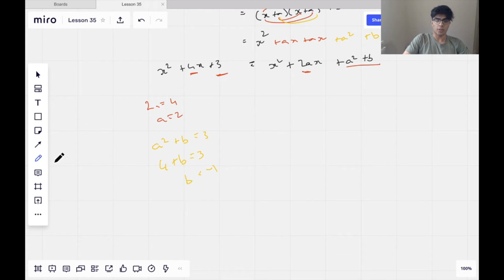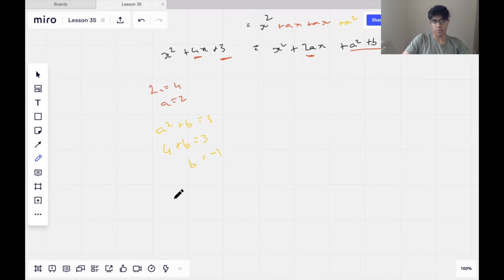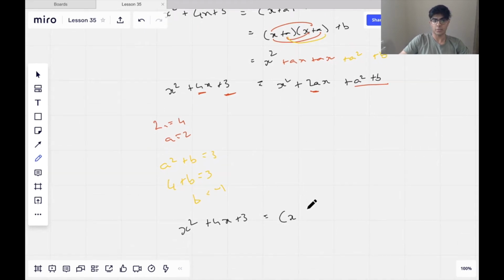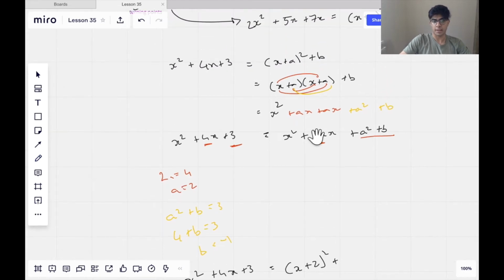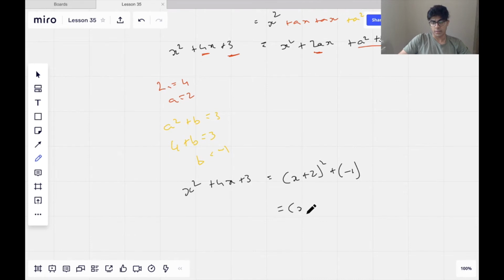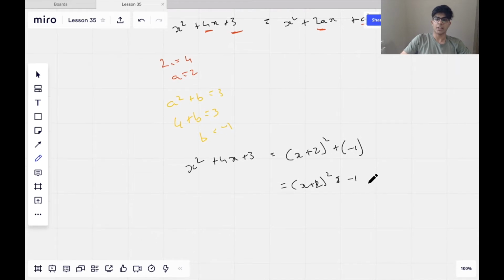And so if we wanted to complete the square, it would be x squared plus 4x plus 3 is equal to, remember the form, (x plus a) squared plus b, so (x plus 2) squared plus b, and b is minus 1, so plus minus 1, which is written as (x plus 2) squared minus 1. And this is the long way of doing it.